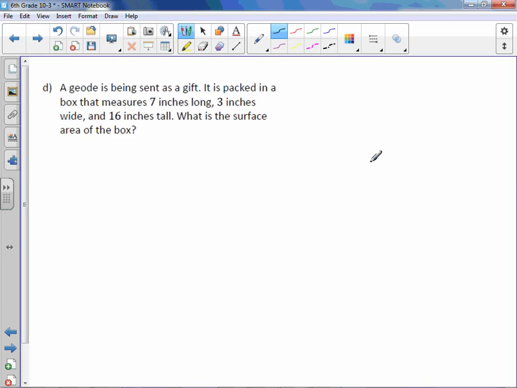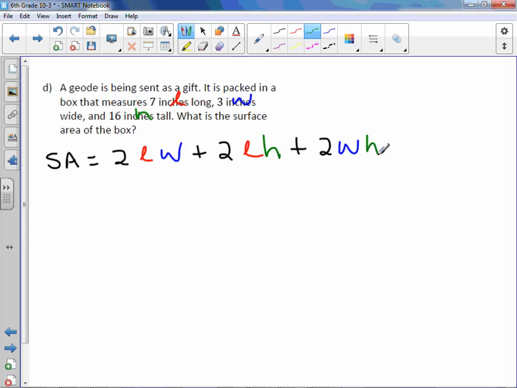Letter D. A geode is being sent as a gift. It is packed in a box that measures 7 inches long, 3 inches wide, and 16 inches tall. What is the surface area of the box? So there we have our length, width, and height. Surface area equals 2 times length times width plus 2 times length times height plus 2 times width times height.